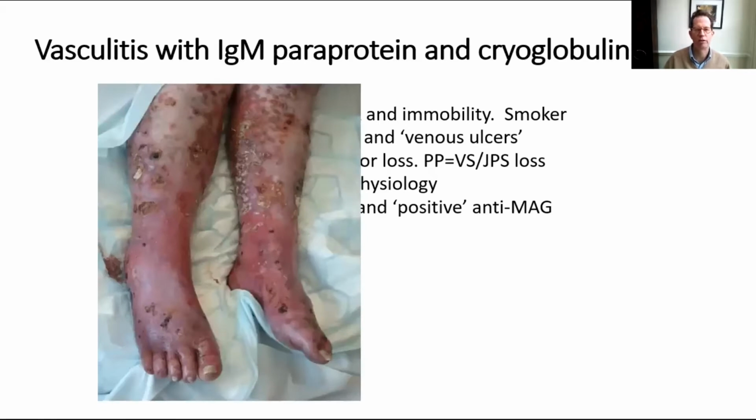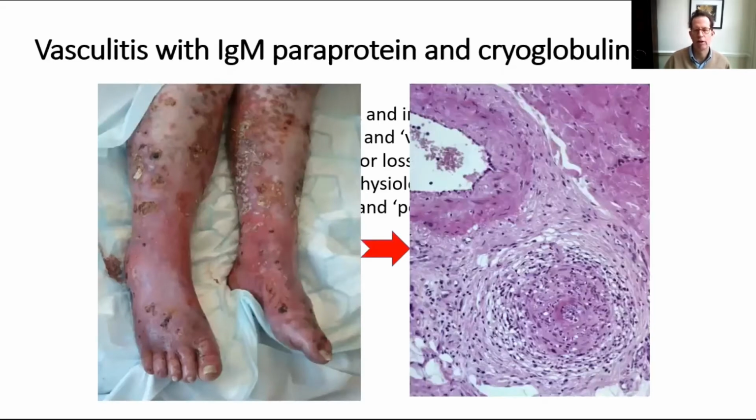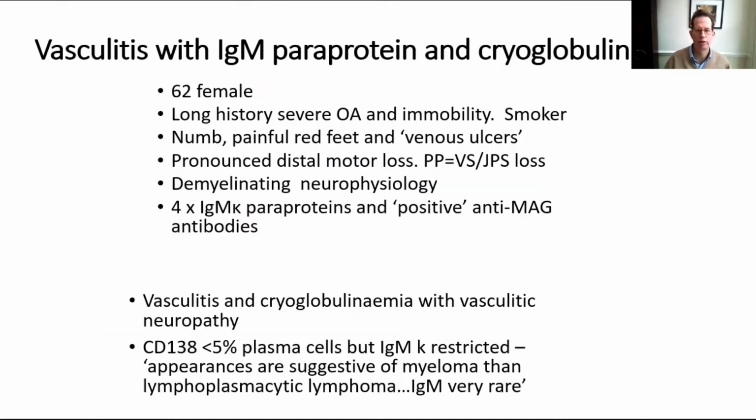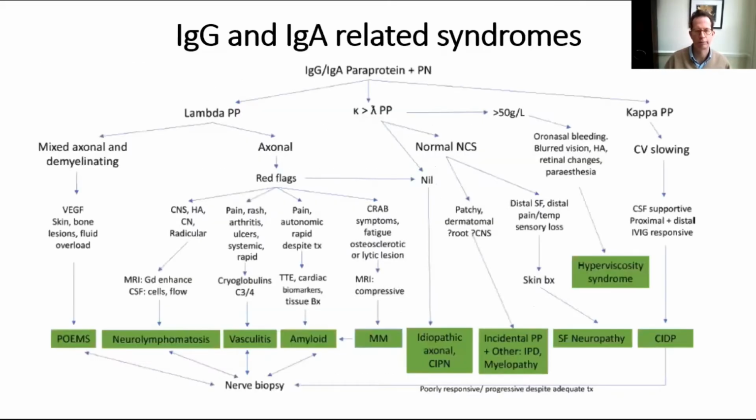But these were the venous ulcers, which are clearly not venous ulcers, and this was the histopathology of the cryoglobulinemic vasculitis that was associated with the very unusual IgM myeloma. So vasculitis occurs with cryoglobulins and IgM paraproteins, worth considering when you look at all the features.